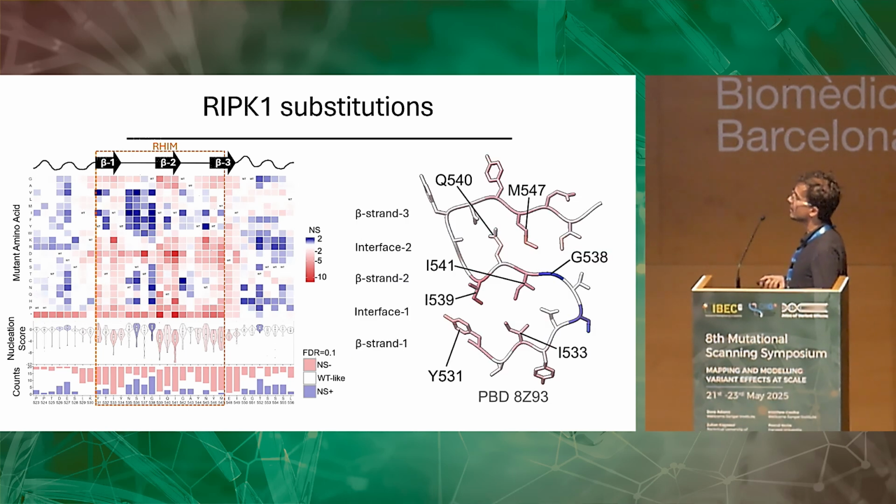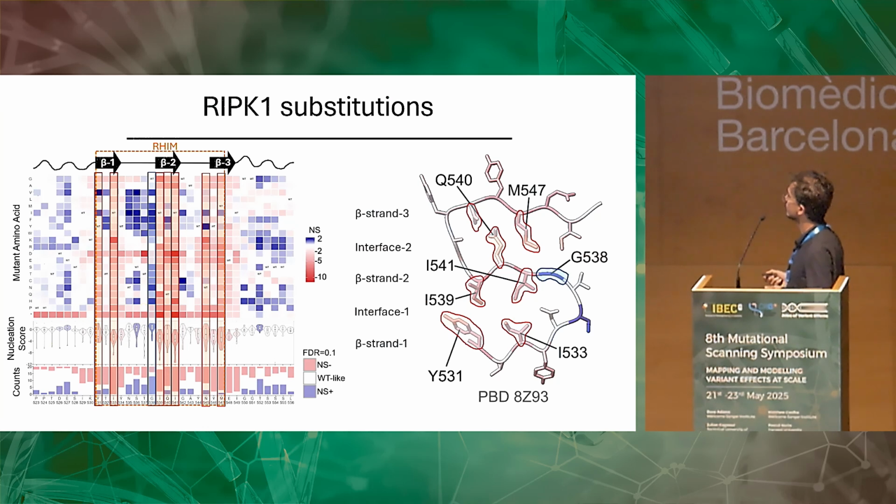Then we also mapped the median nucleation score per position in the monomeric cross-section of the amyloid fibril of RIPK1. As you can see, this is an S-shaped fold where we can distinguish 3 beta strands and 2 interfaces. With our deep mutational scanning, we identified this aliphatic tetrad where most of the mutations decrease nucleation, and these residues form the first interface. Then this triad of residues, where most mutations also decrease nucleation, forms the second interface. And then this glycine just before the second beta strand, where most of the mutations increase nucleation.